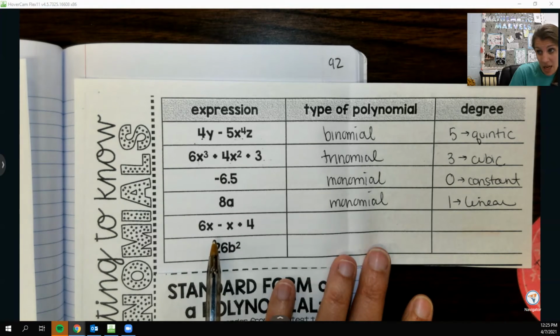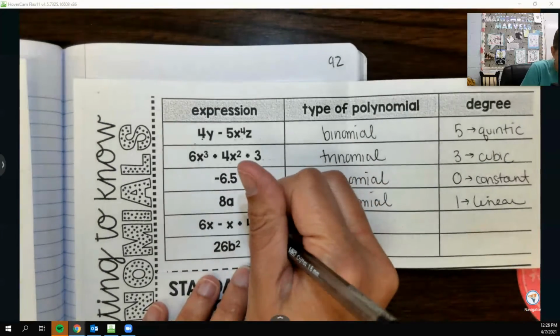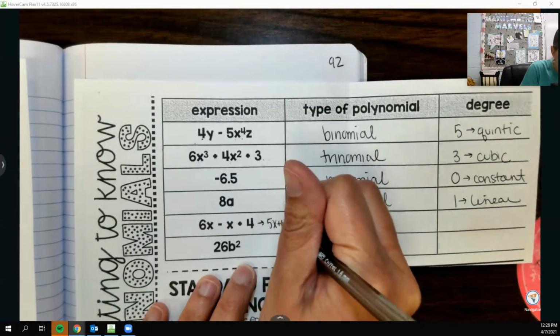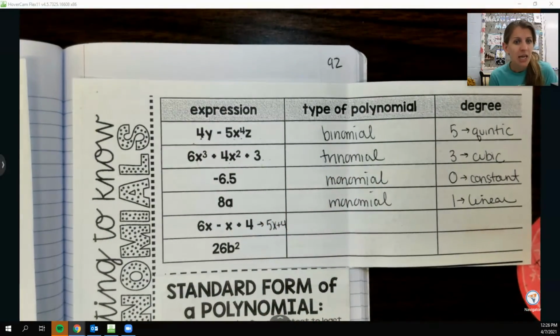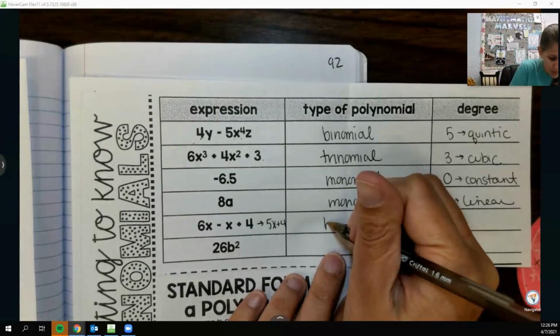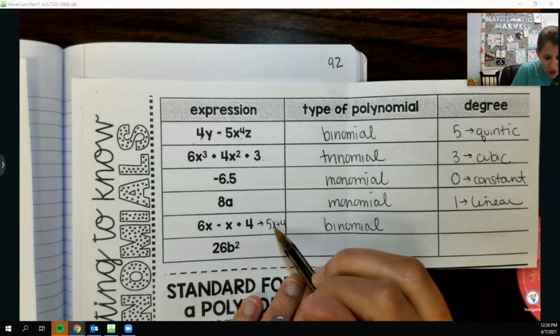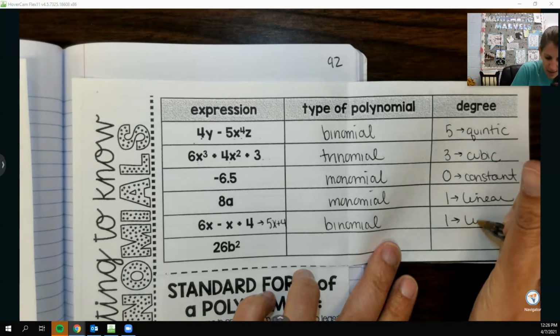This one is sneaky. These are like terms, so I should combine them, which means that this is really 6x minus x, so 5x plus 4. So truly, it looks like a trinomial, but is a binomial. And the largest degree is 1, so it's linear.